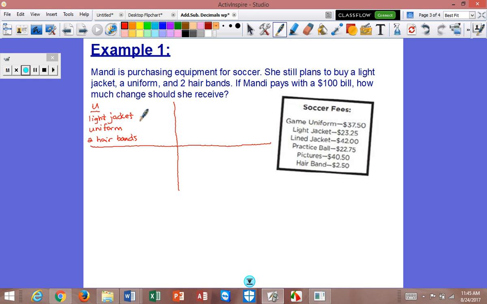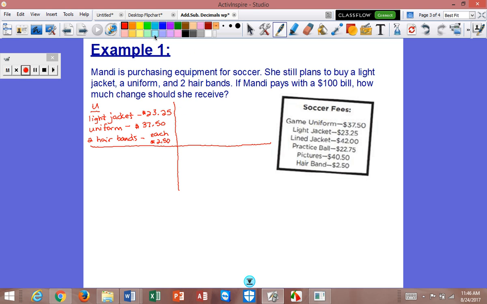We know that the light jacket, it's $23.25. A uniform is going to be $37.50. And then 2 hairbands, well, we know that each is going to be $2.50.